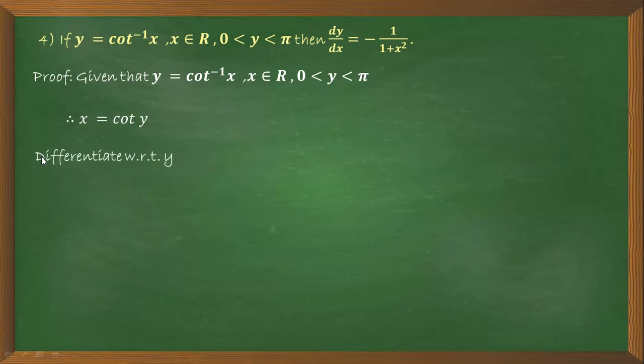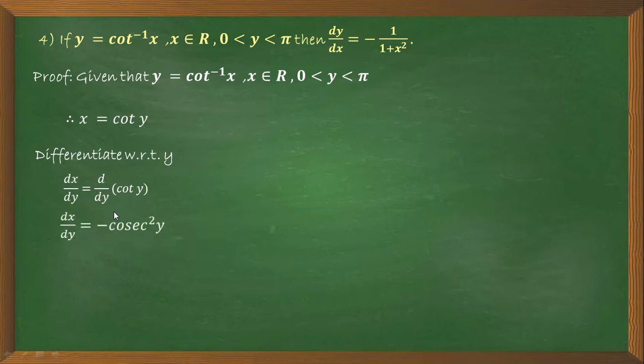Now differentiate with respect to y. Then we get dx by dy is equal to d by dy of cot y. Now we know the derivative of cot y, that is minus cosec square y. So dx by dy is equal to minus cosec square y. Now by the fundamental identity, this can be written as minus as it is, and cosec square y can be written as 1 plus cot square y.